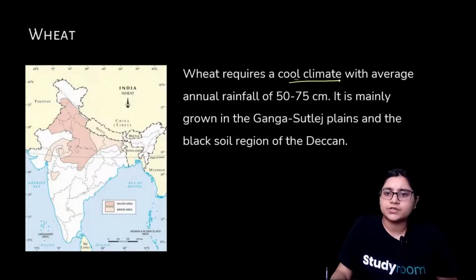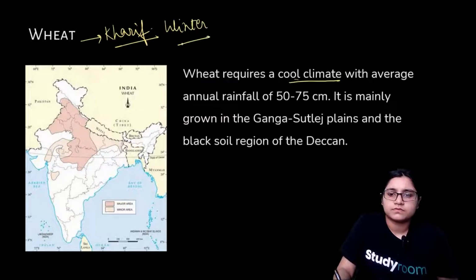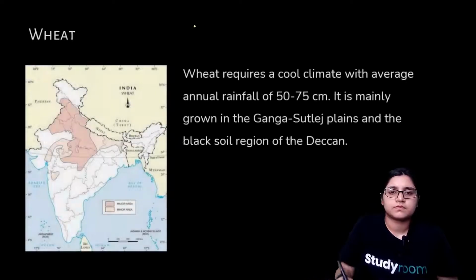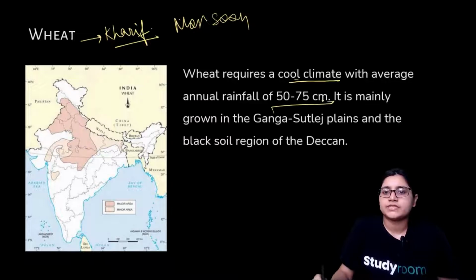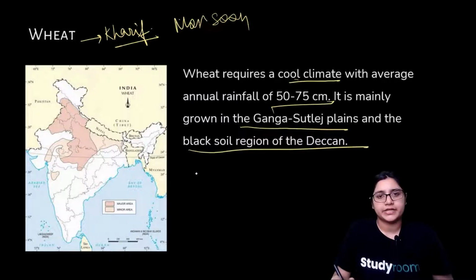It requires a cool climate, grown as a Rabi crop in the winter season. Annual rainfall is 50 to 75 centimeter. Mainly grown in the Ganga Satluj plains and the black soil region of the Deccan.